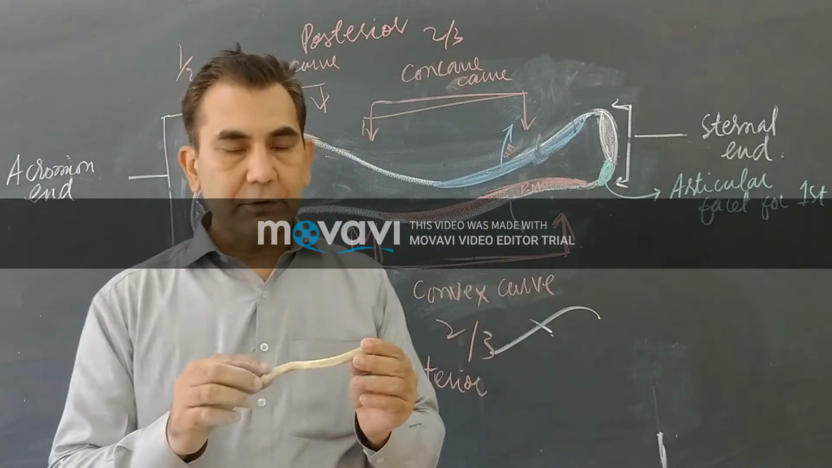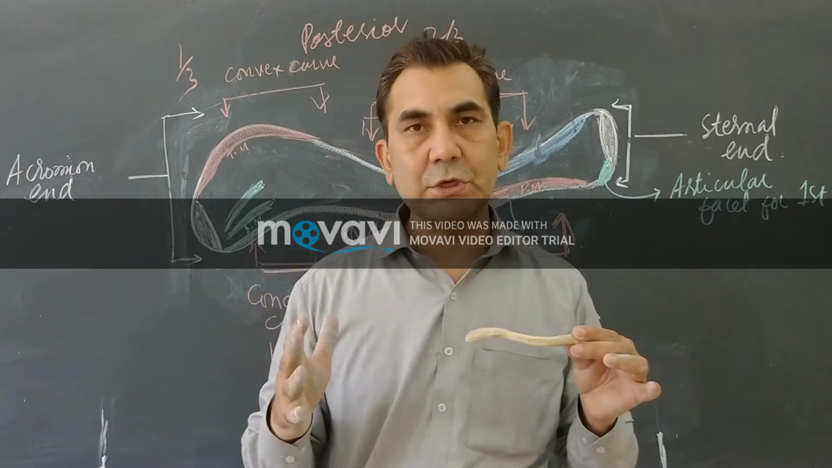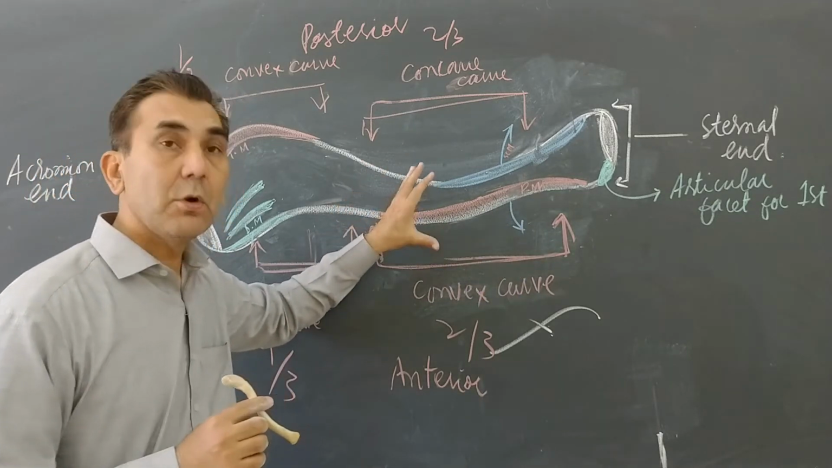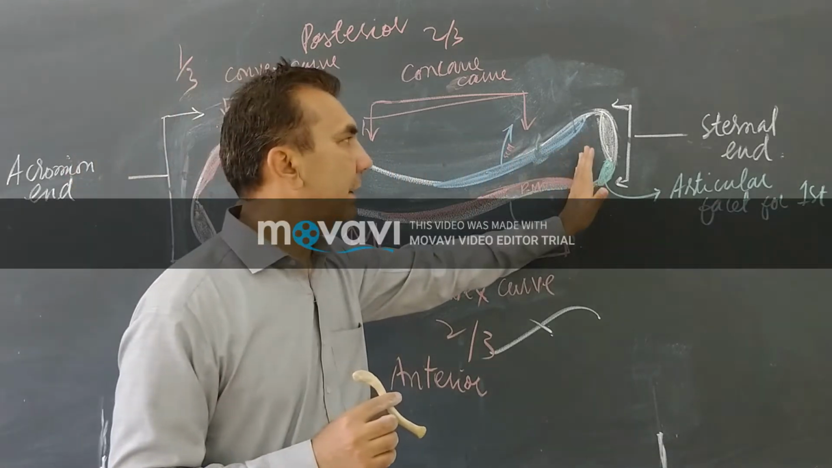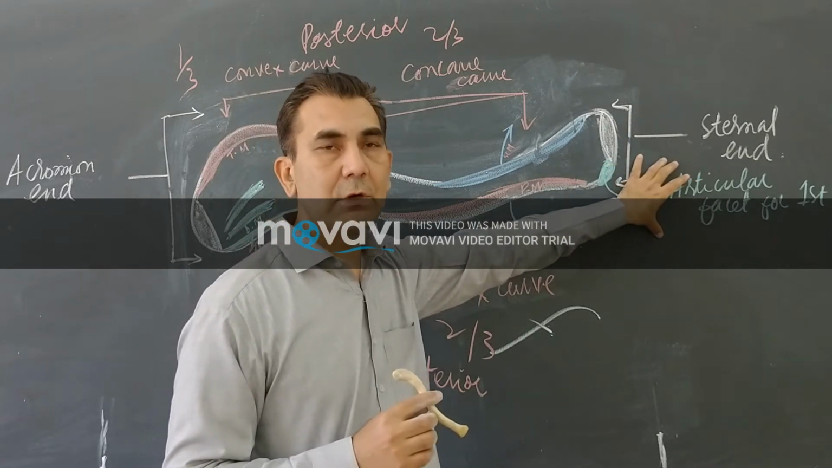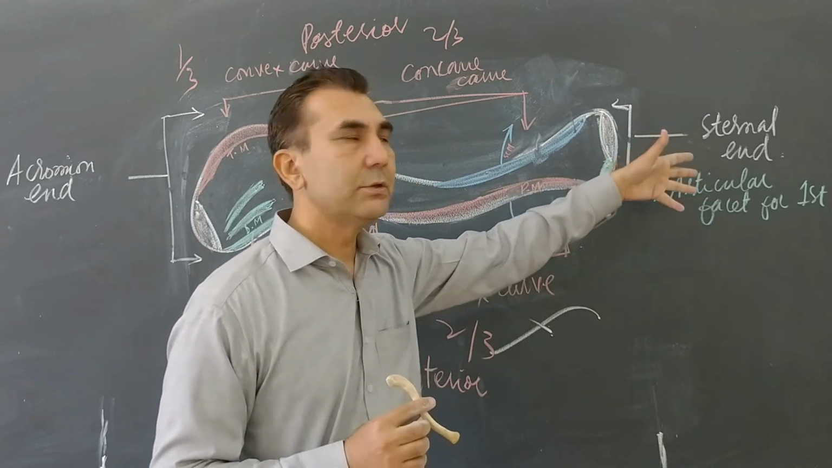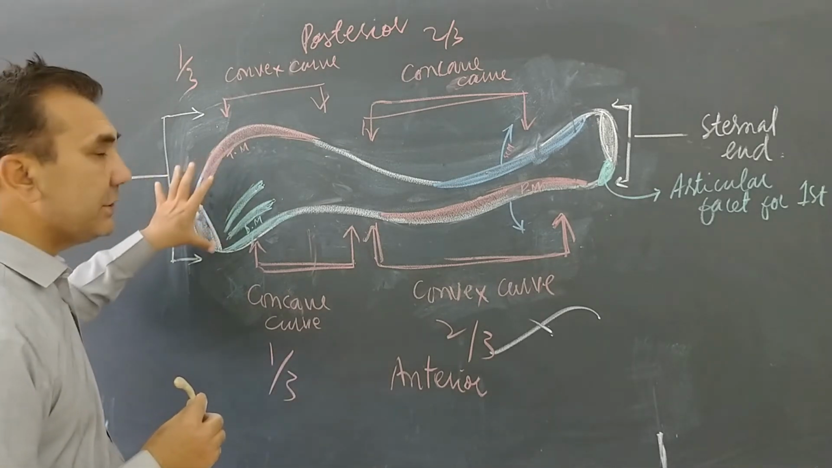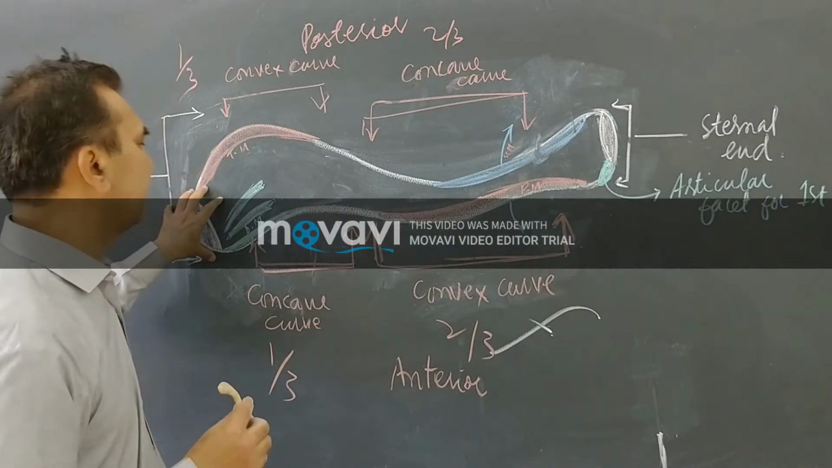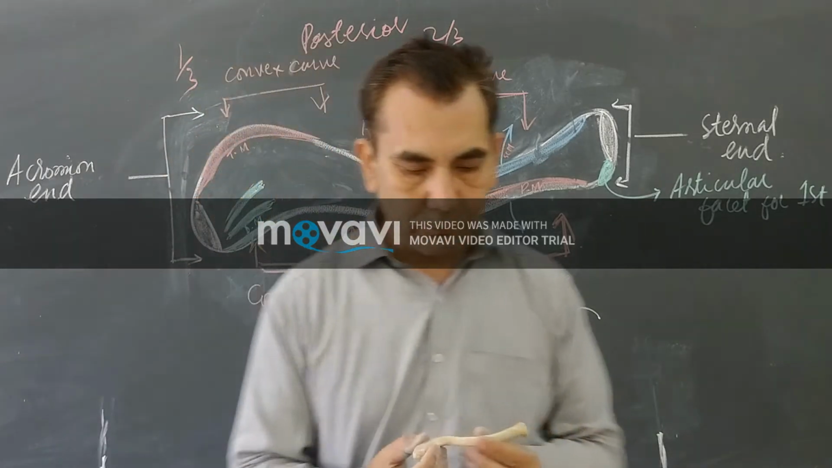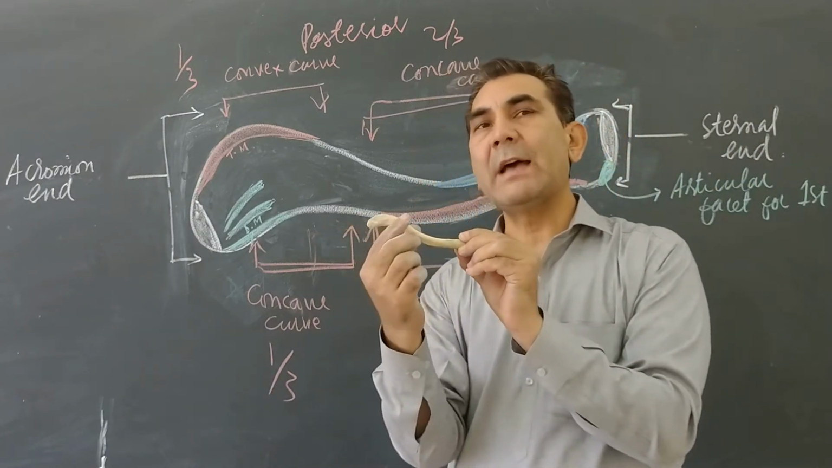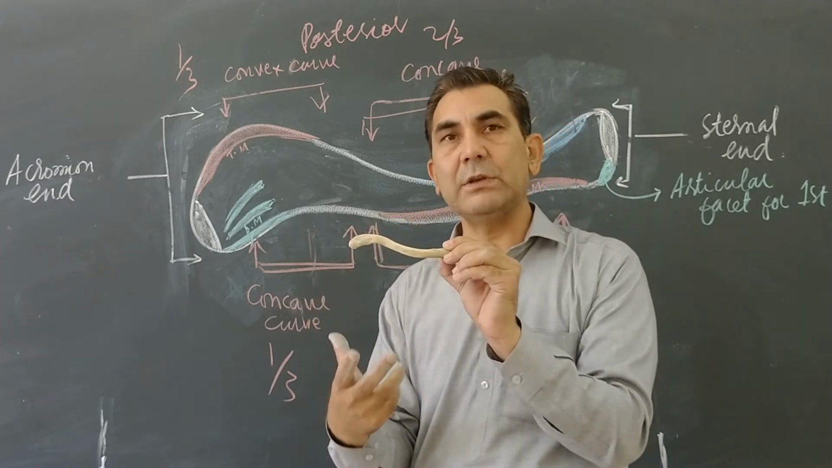So this clavicle belongs to the right side. If you see, the clavicle has two portions. The two-third portion is rounded and cylindrical in shape. It has two ends. One end is the sternal end, which articulates with the manubrium of the sternum bone to make the sternoclavicular joint. The other end is flattened in shape, more broad. This is called the acromion end of the clavicle, which makes the acromioclavicular joint. Now the two-third portion of the clavicle, in the mid of the shaft of the bone, is more curved in shape.